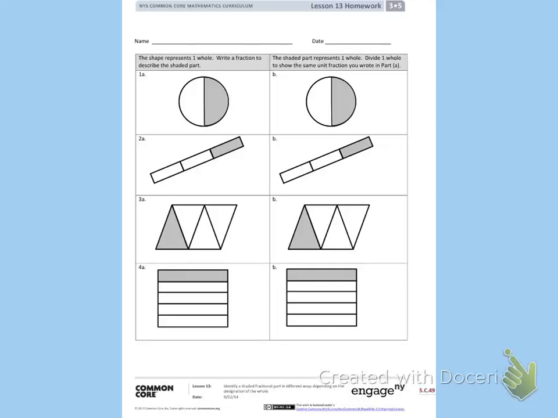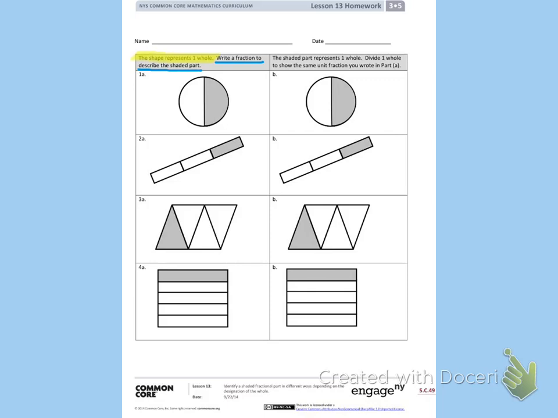Module 5, Lesson 13's objective is to identify a shaded fractional part in different ways depending on the designation of the whole. Let's look at 1A. The directions say, the shape represents one whole. Write a fraction to describe the shaded part. I think I'll go ahead and highlight where it says, the shape represents one whole. And I'll underline, write a fraction to describe the shaded part.